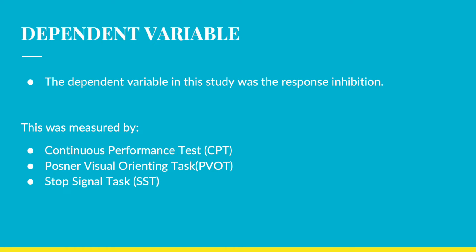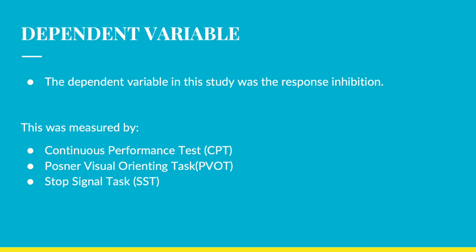The dependent variable in this study is the response inhibition portrayed by the participants. This was measured using three different neuropsychological tests. The Continuous Performance Test, CPT, was used to measure a participant's selective and sustained attention. This is done by having the participant perform a repetitive and boring task in which they must maintain their focus.